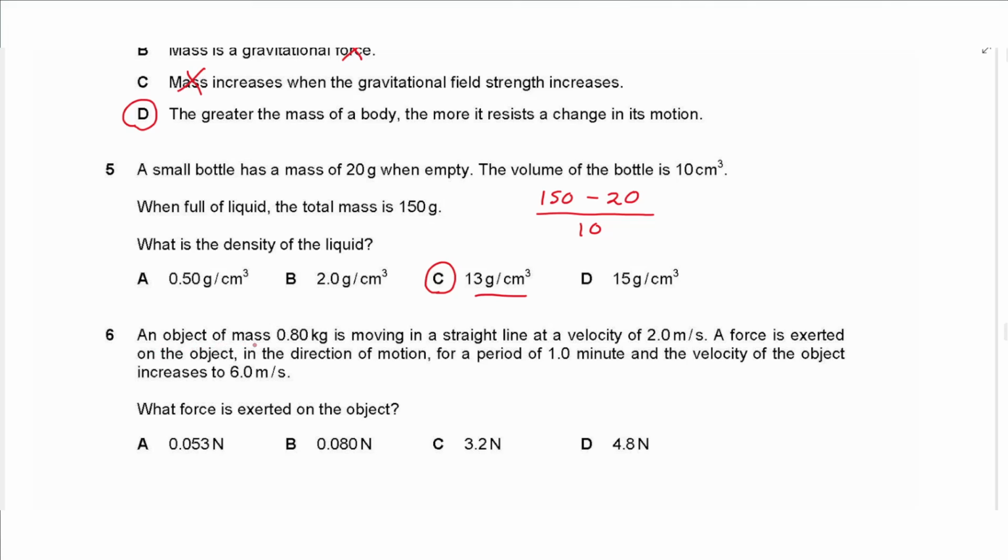Question 6 says an object of mass 0.80 kilograms is moving in a straight line at a velocity of 2 meters per second. A force is exerted on the object in the direction of motion for a period of 1 minute, and the velocity of the object increases to 6 meters per second. What force is exerted on the object? We can say that the force is equal to the change in momentum over time. So it is the mass multiplied by the change in velocity over time, or mass times acceleration. So we have the mass 0.80, the final velocity 6, initial velocity 2, and time 1 minute, which is 60 seconds. That gives an answer of 0.053 newtons, so we choose A.